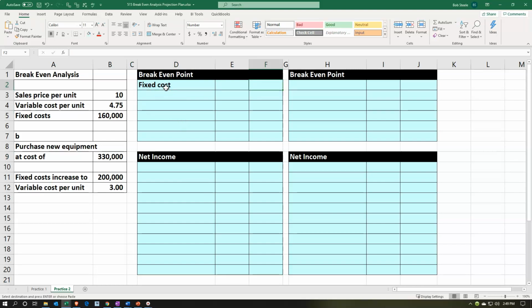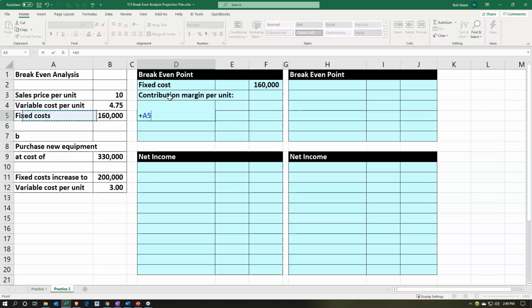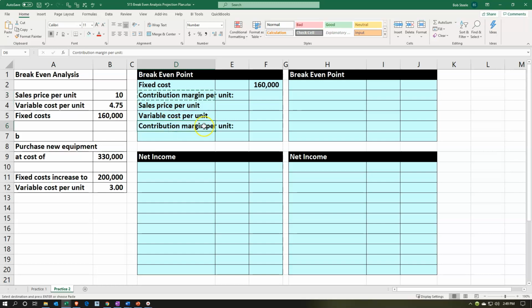So first scenario, we're going to pick up the fixed costs. Fixed costs are going to be at the 160. We're going to take a look at the contribution margin. The contribution margin per unit is going to be the sales price at the $10 and the variable cost at the 4.75. That's going to give us our contribution margin per unit.